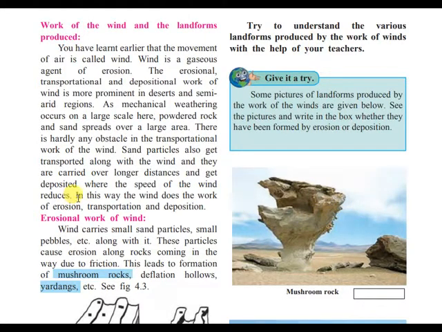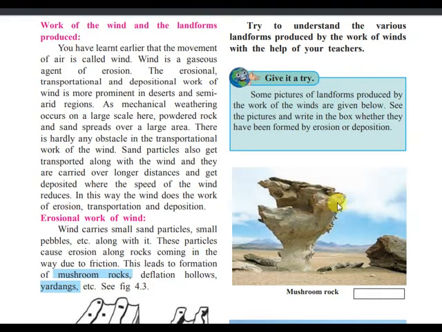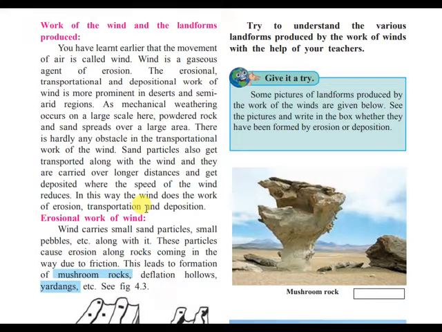Okay, in this way the wind does the work of erosion, that is, it cuts the rock, transports it and deposits it. Wherever the wind is very less, it gets deposited there. So thus we come to know that the wind does three types of work. That is, the first is erosion, cutting of the rock, then transporting the particles with it, and depositing it at a place where the speed of the wind is less. So now we will see the next.